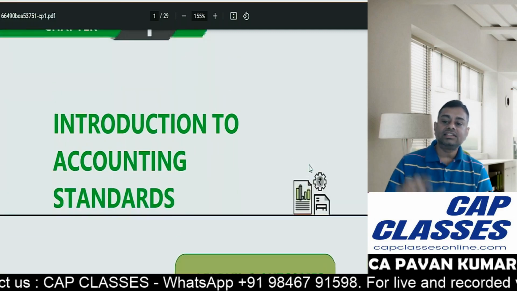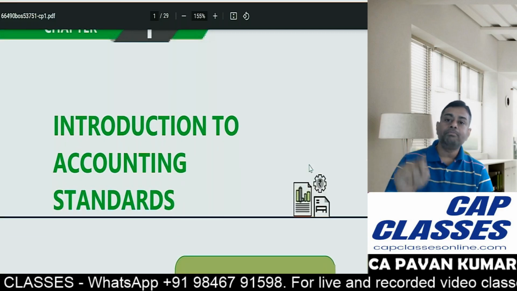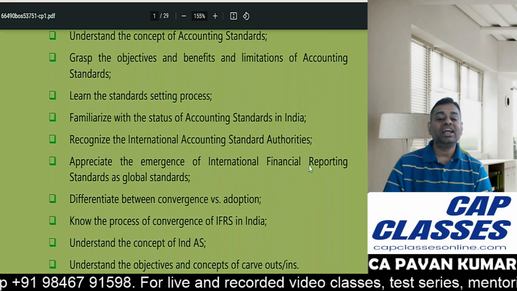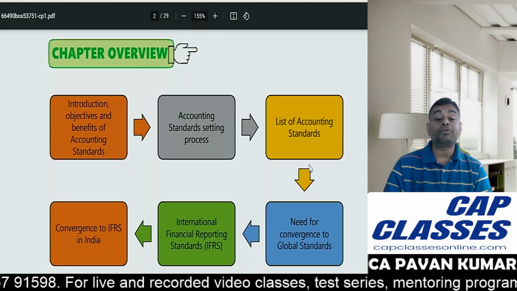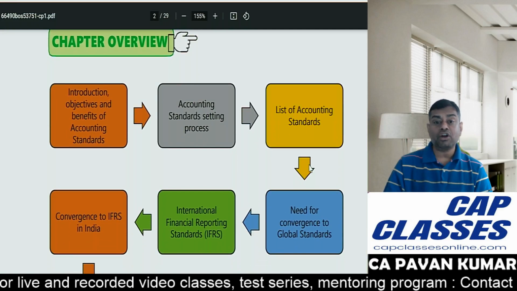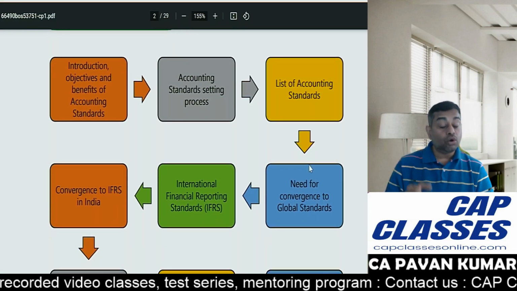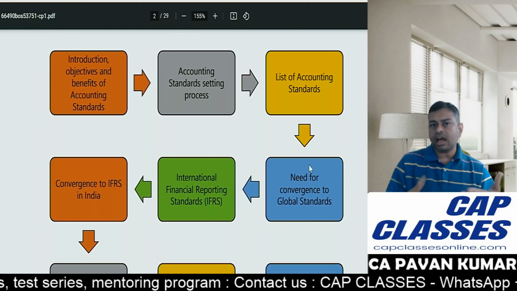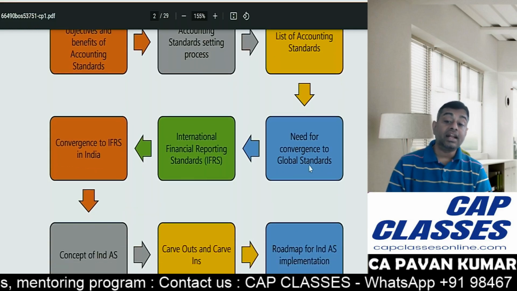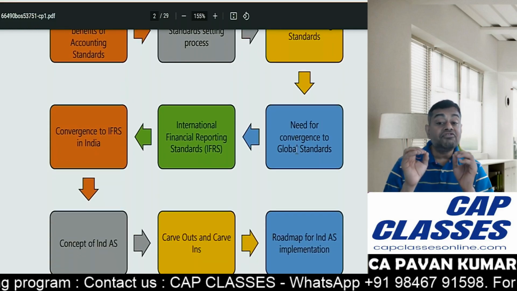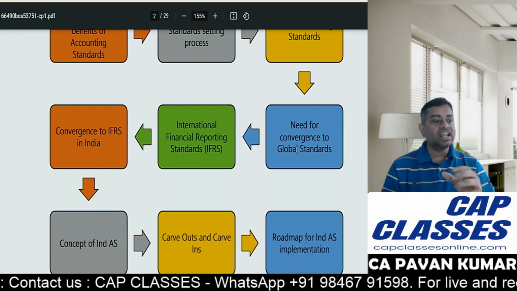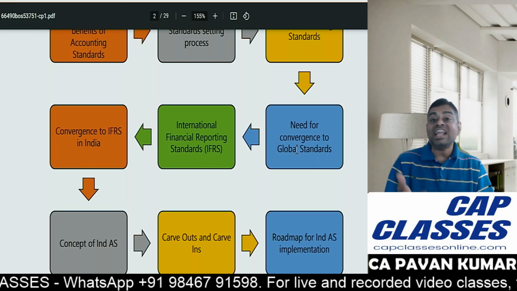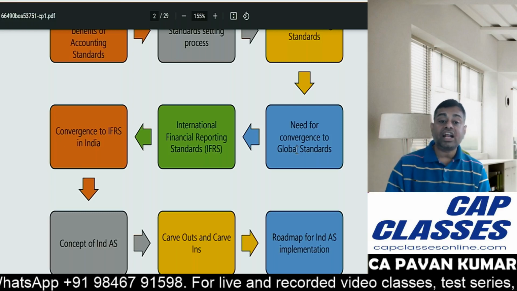So this is Group 1, Accounting, Paper 1, Chapter 1, Page 1, Module 1. You'll see here a beautiful diagram in the chapter overview: introduction, objectives and benefits of accounting standards, accounting standard setting process, how they are setting accounting standards, list of accounting standards in India, from 1 to 29. Then comes the need for convergence. What is the necessity of migrating to global standards? Then you need to understand what is the global standard, IFRS, International Financial Reporting Standards.